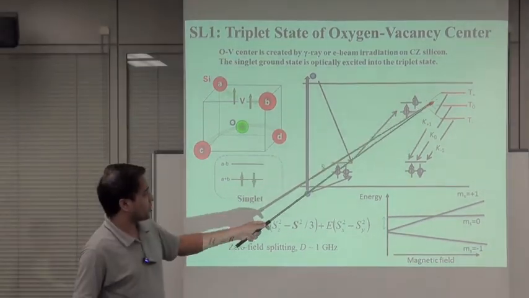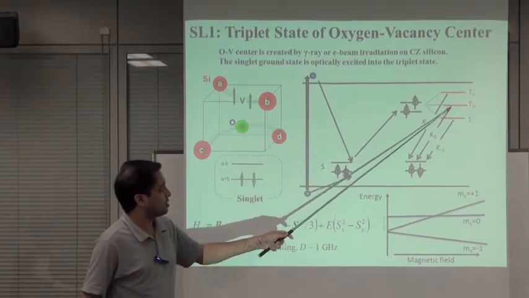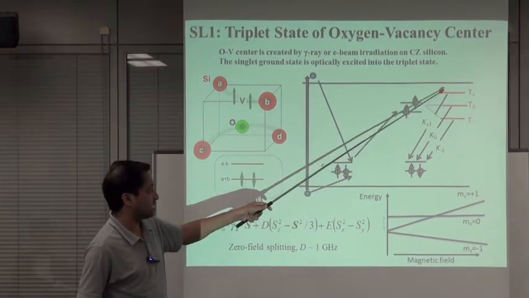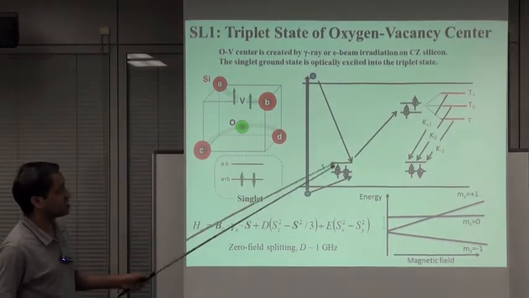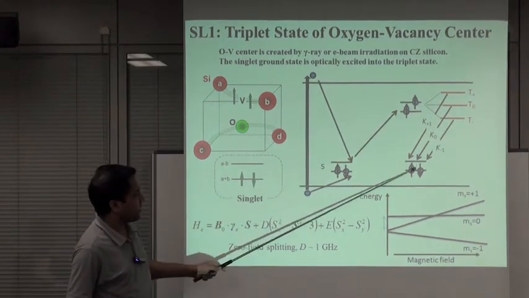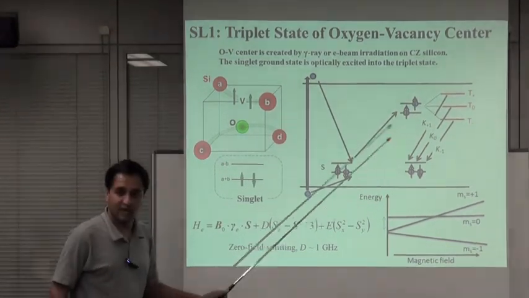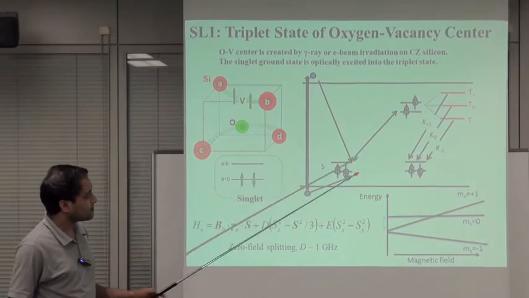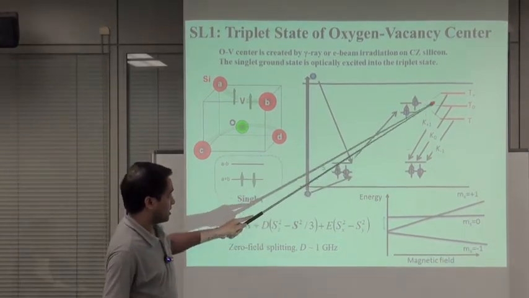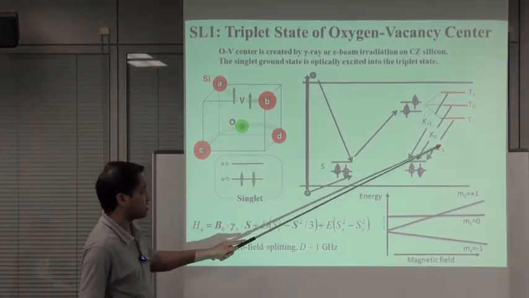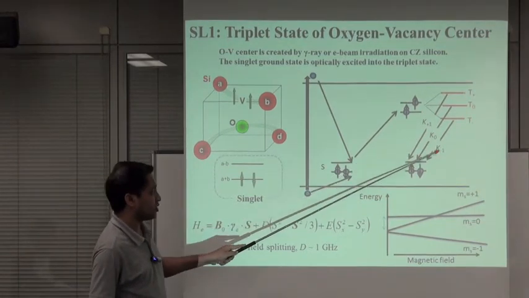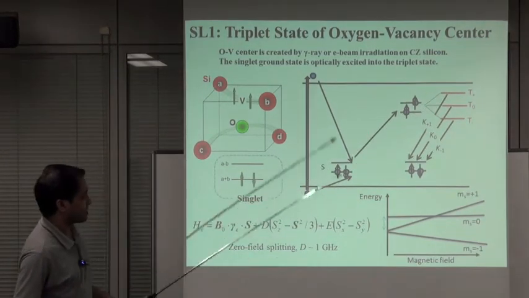Under application of a magnetic field, this triplet splits into these states, and these triplets are metastable states, so they will decay back to the ground singlet state via spin orbit coupling. These are the decay rates which I have marked as K plus, K0 and K minus for the different triplet states.